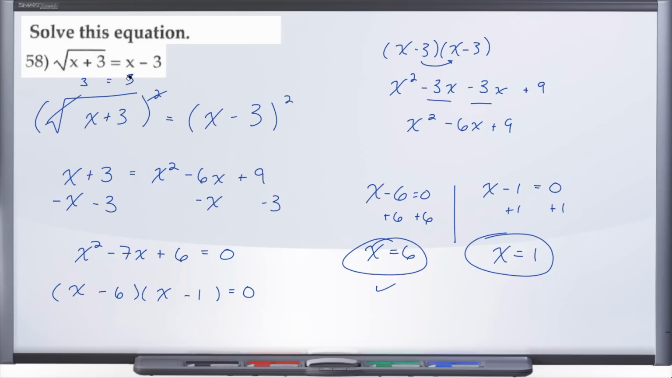All right. Let's try 1 and see what happens. 1 plus 3 gives us 4. So we have radical 4. Well, radical 4 is 2 equals, and now we have 1 minus 3. Well, 1 minus 3 is negative 2, isn't it? So these two things do not agree. 2 does not equal negative 2. So we're going to drop the answer x equals 1, and the only one we're going to keep is x equals 6, because x equals 6 is the only value of x that makes this equation true.